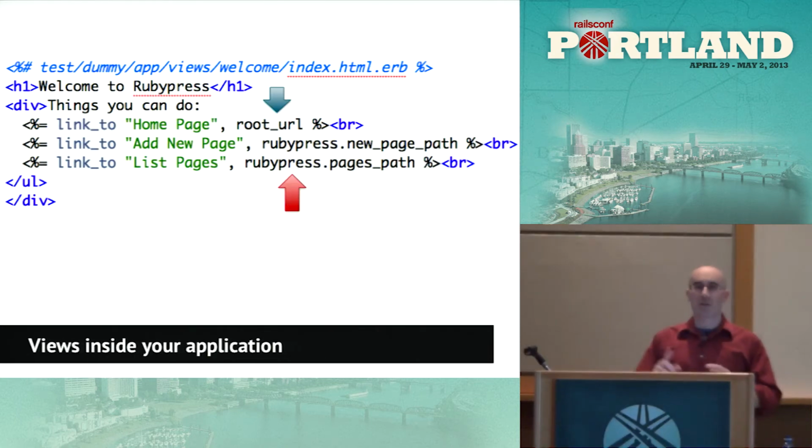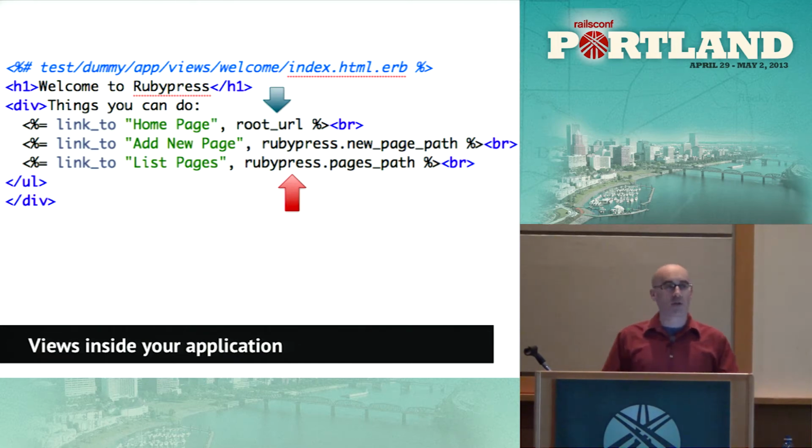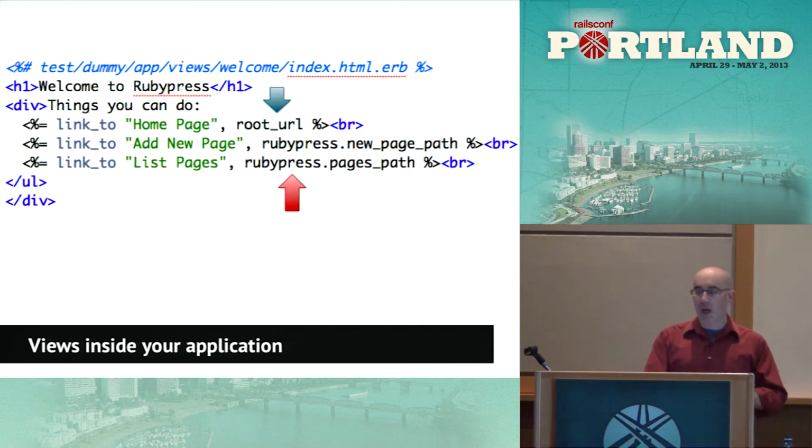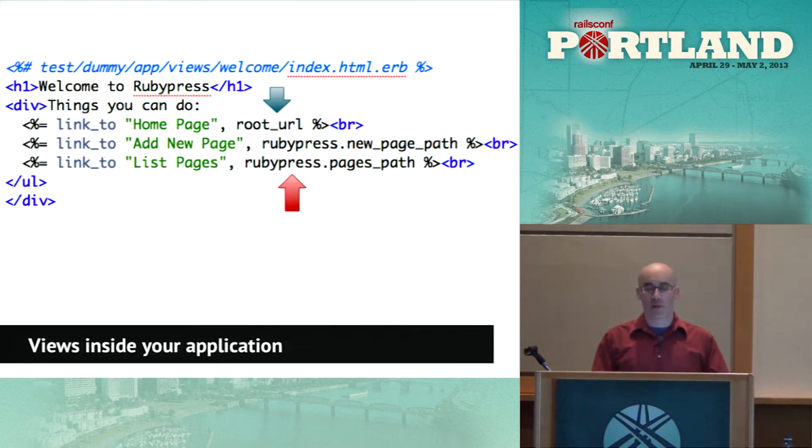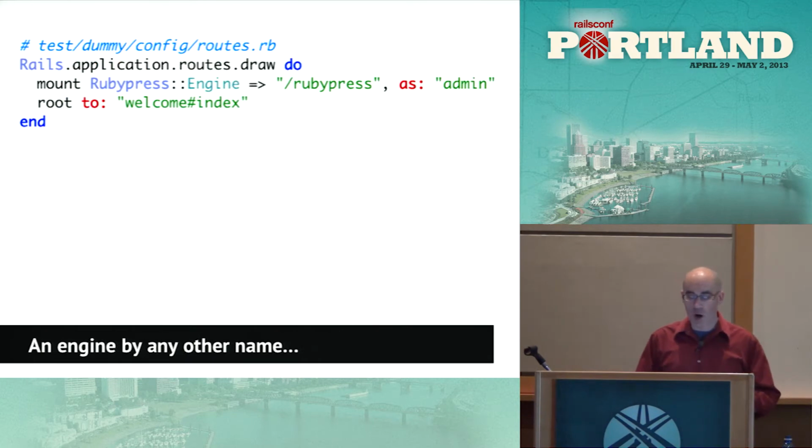Flipping this around, this is a view from the application itself. Again, our application routes don't need a prefix, but we do need one if we want to access the RubyPress paths. So one question you might have is, where does that RubyPress helper method come from? True to its convention over configuration roots, Rails will automatically generate this for you based on the name of your engine. But if you want to change this for whatever reason, you can do so in two places.